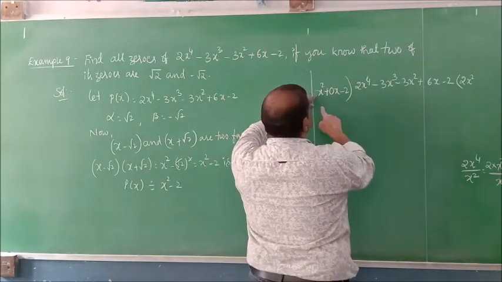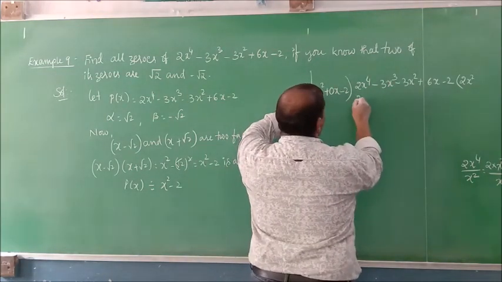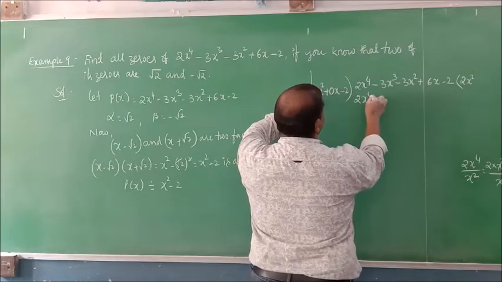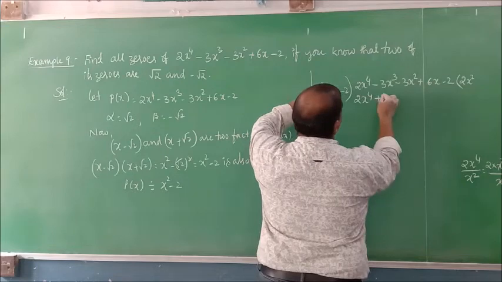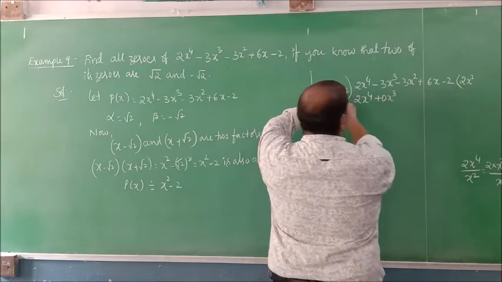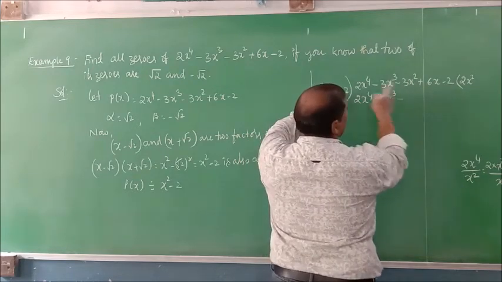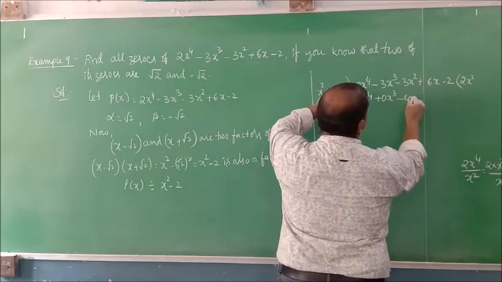Plus into plus is plus. 1 into 2 is 2, x square into x square is x power 4. Plus 0 into 3 is 0, plus 0x cube. And minus into plus is minus. 2 into 2 is 4x square.